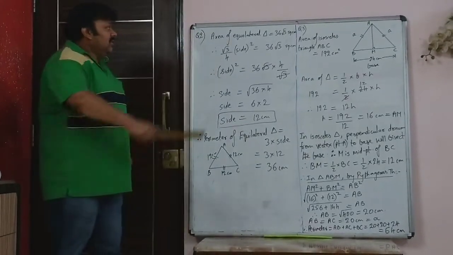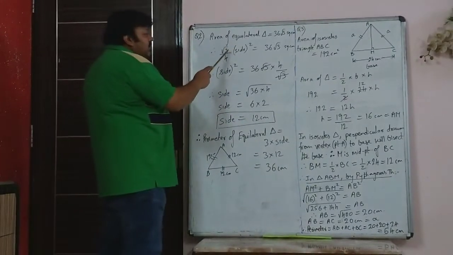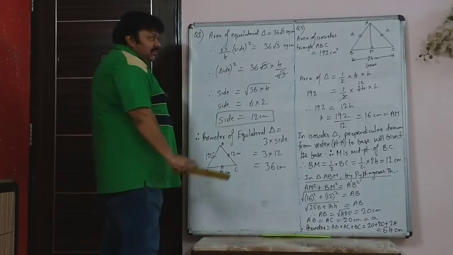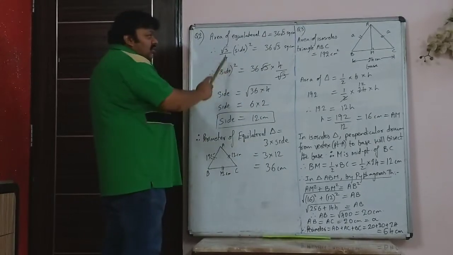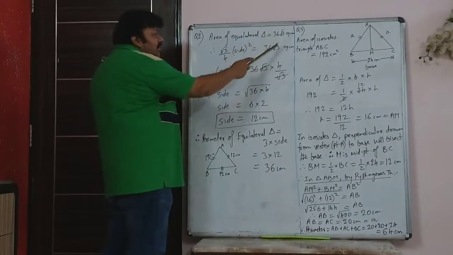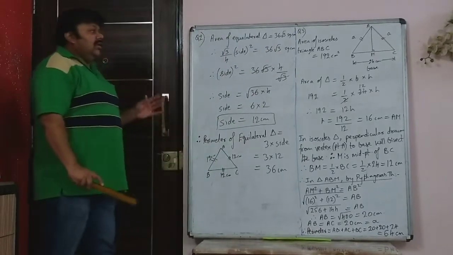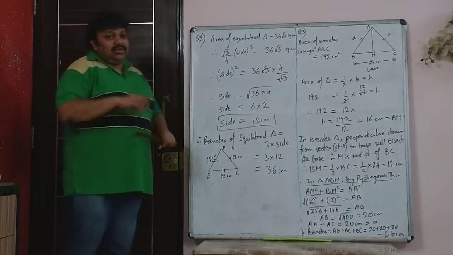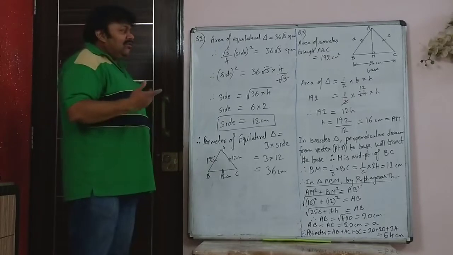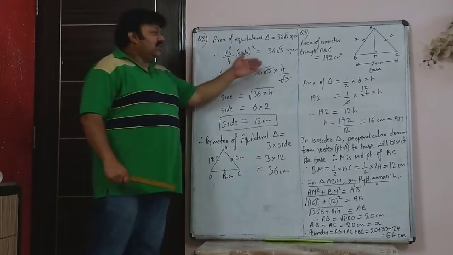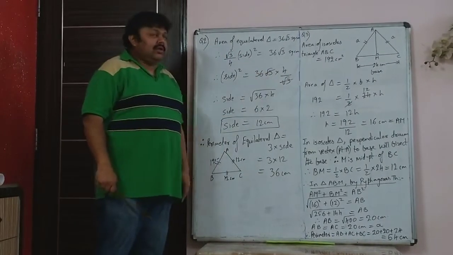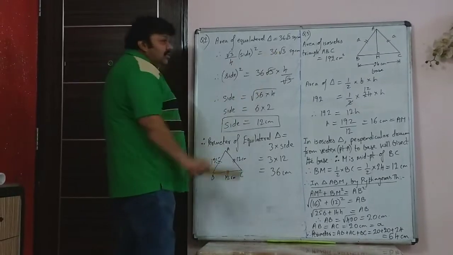So in this case, the area of an equilateral triangle is root 3 by 4 side squared. So root 3 by 4 side squared is 36 root 3. Now we have to be careful in the calculation. Now I have seen that some students, instead of cancelling common factors like this, first do 32 into root 3.